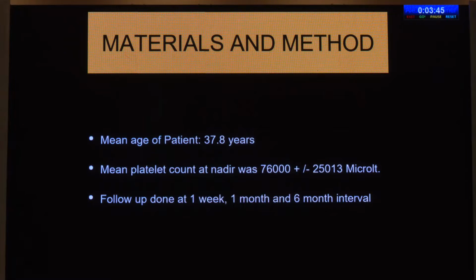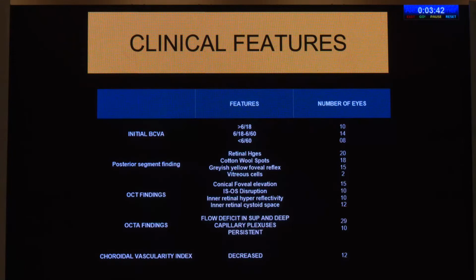The follow-up was done at 1 week, 1 month, and at the 6-month interval. The main clinical features: best corrected visual acuity was better than 6/18 in 10 of the patients, between 6/18 and 6/60 in 14 patients, and less than 6/60 in 8 patients. Posterior segment findings were retinal hemorrhages, cotton wool spots, grayish yellow foveal reflex, which can also be called foveolitis, and 2 cases showed some vitreous cells. OCT findings were conical foveal elevation, ISOS disruption, inner retinal hyperreflectivity, and inner retinal cystoid spaces.